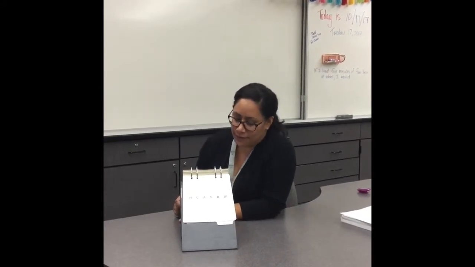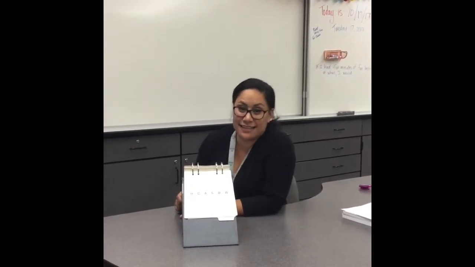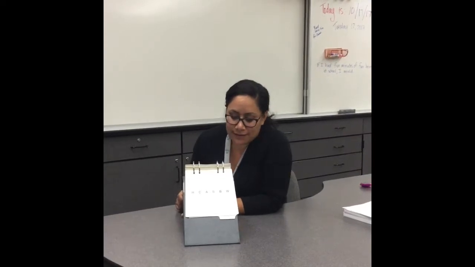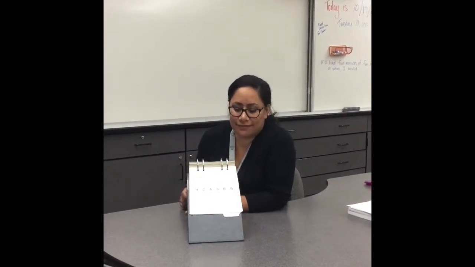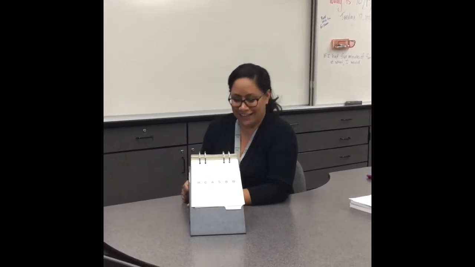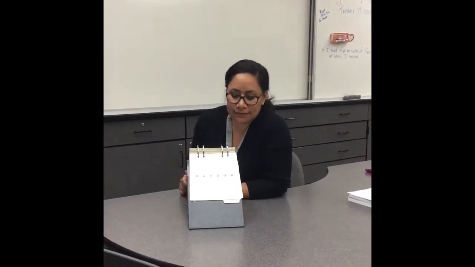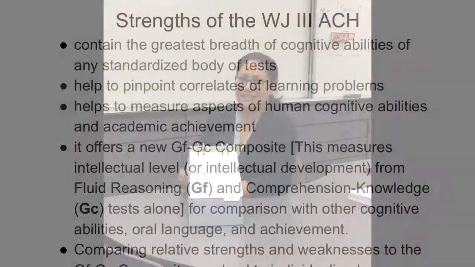Demonstrate an incorrect way to administer subtest 1, letter word identification. So here are some letters. I want you to point to the letters I say. So point to the B. Good. Point to the C. Okay, on to the next.